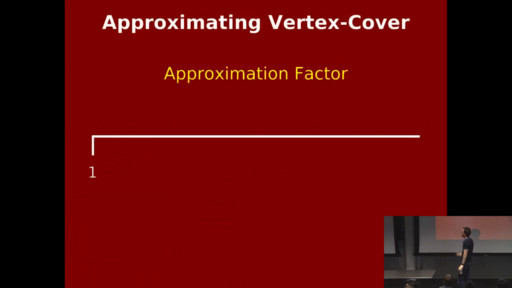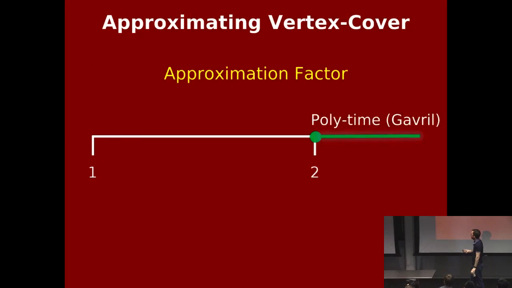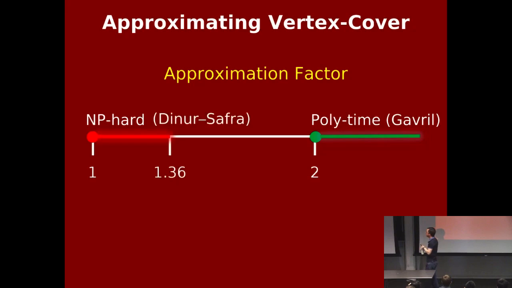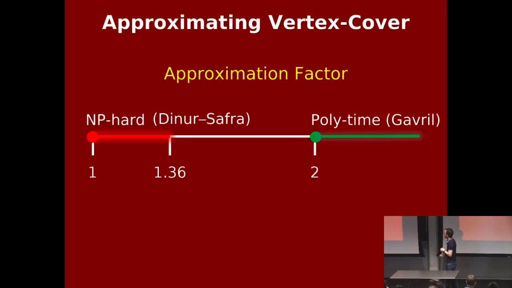Somehow, this is the picture. Let me just click through all these. If the factor is ranging like this, Gavril says once the factor is 2 or above, he can do that in polynomial time. It's NP hard to get the exact optimal solution. That's a factor 1 approximation algorithm. And Dinur and Safra said it's even NP hard to get at most 36% worse than the optimal. And in here, we actually don't know.